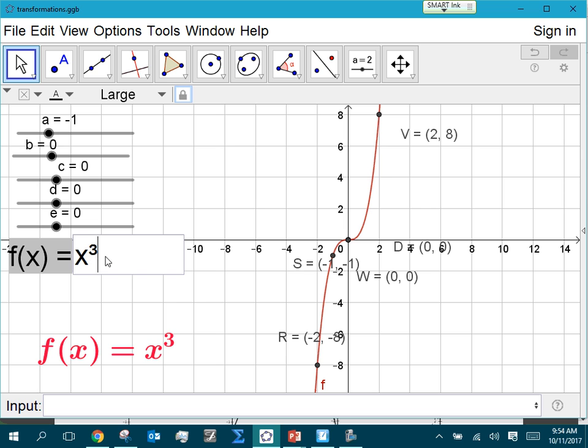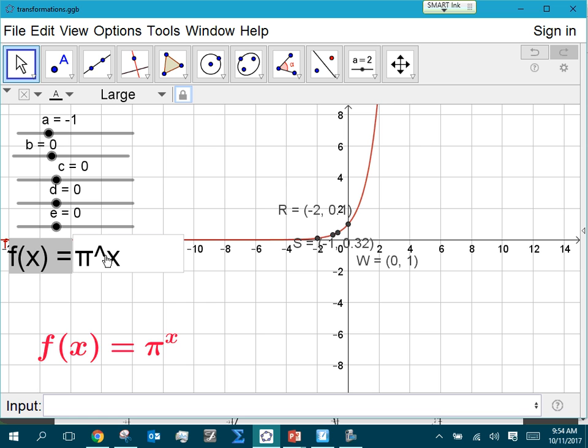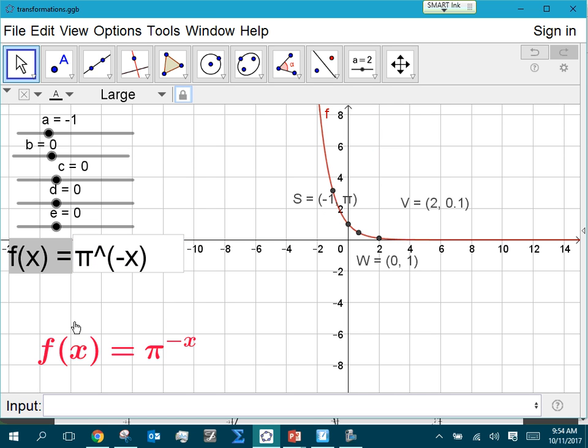But if I just go like pi raised to the x again, what does that look like? Well, if I multiply the x by a negative first, see where the negative goes, it's going to reflect over what axis? The y-axis. Okay?